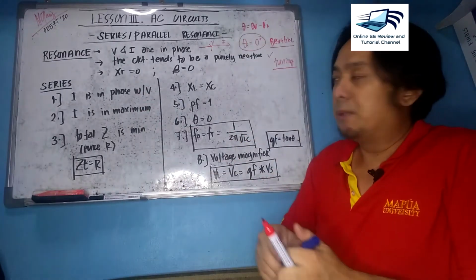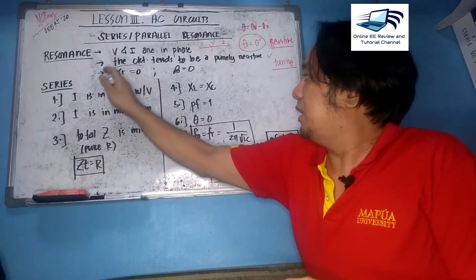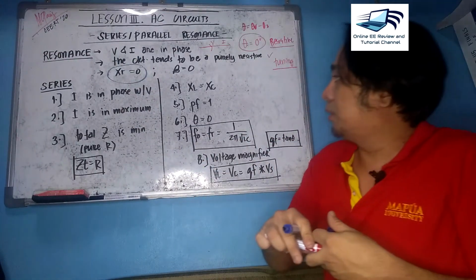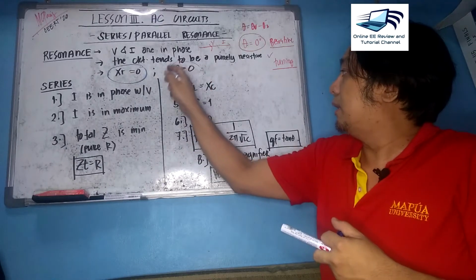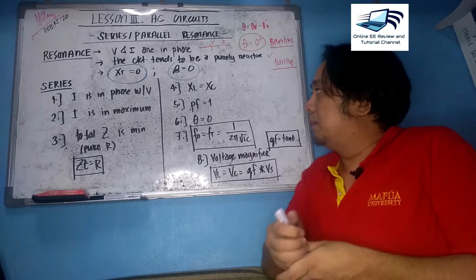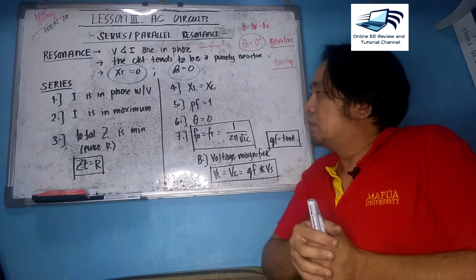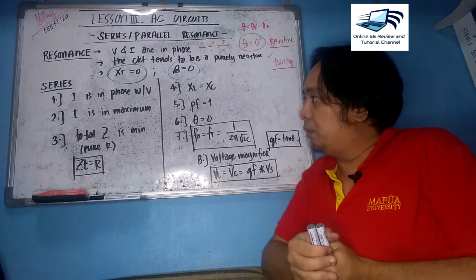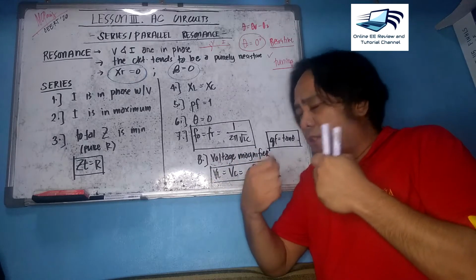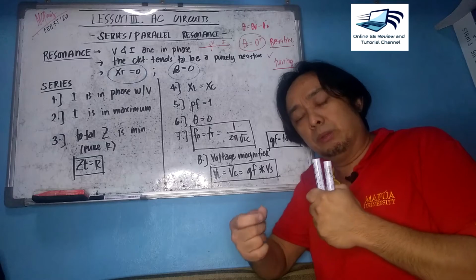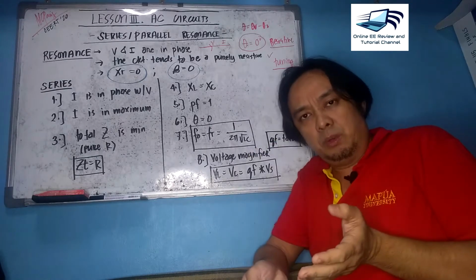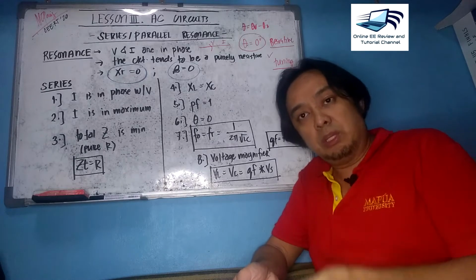So in a series combination, the total reactance must be zero, or in parallel, the susceptance must be zero as well. These are the characteristics of a resonance. Again, there is a deeper discussion about resonance in series or in parallel. We will make another lesson about that, another video.